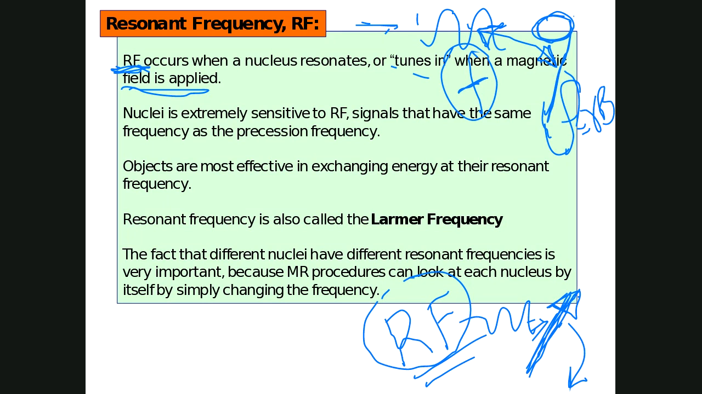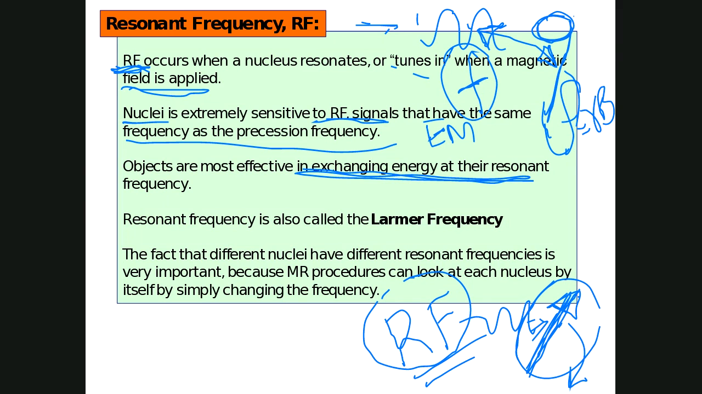Nuclei in general are extremely sensitive to RF signals that have the same frequency. So if the frequency of this EM wave that I'm going to generate externally is the same as the frequency of precession, then there is an exchange of energy. That means the net magnetization, the big M that I got because of the application of the magnetic field, will have the chance to gain energy.